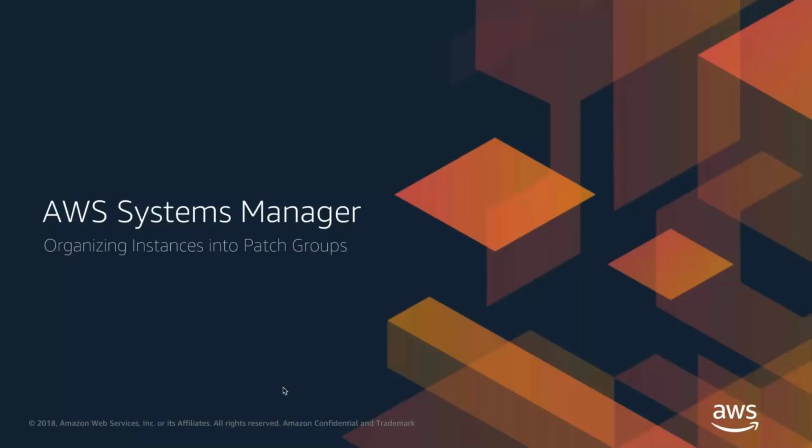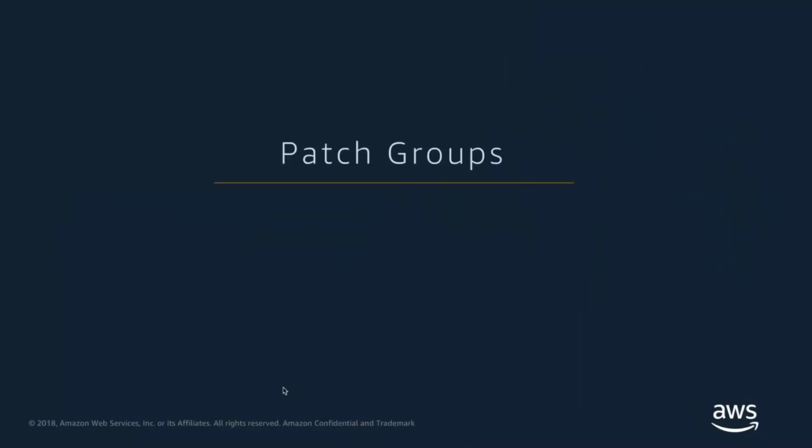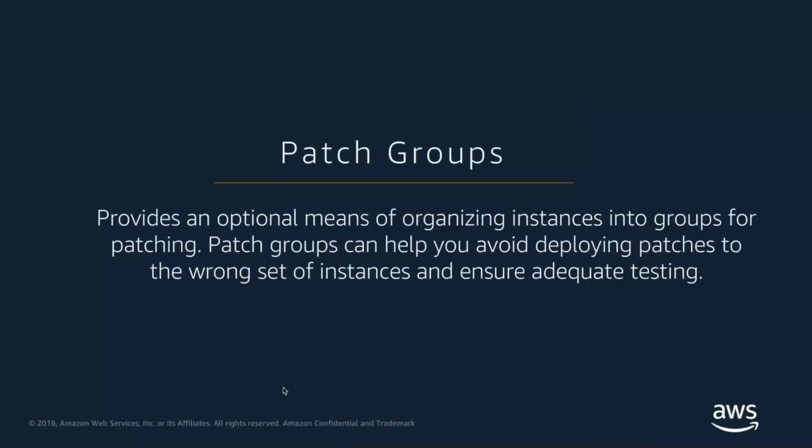So first, what are patch groups? A patch group is an optional means of organizing your instances for patching. For example, you can create patch groups for different operating systems like Linux or Windows, different environments like development, test, and production, or different server functions like web servers, file servers, or database servers. And then you can also create primary and secondary failover cluster groupings if you want to.